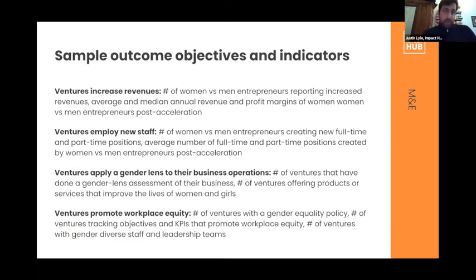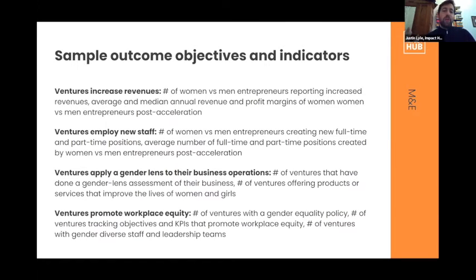Okay, then some more. We have increase in the revenue of the venture, how many staff. You can see that these things relate back to that Gali theory of change I showed you before. These were some of those outcomes for the post-program phase. Ventures applying a gender lens to their own business operations. So this one's quite interesting. So the number of ventures that have actually done a gender lens assessment of their own business, number of ventures offering products or services that improve the lives of women and girls.